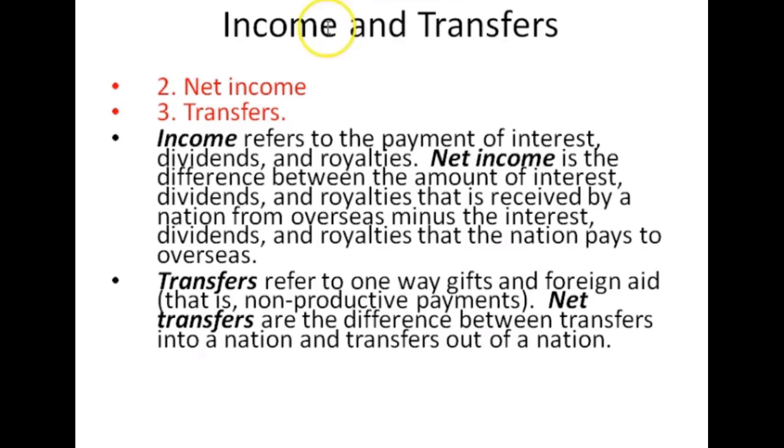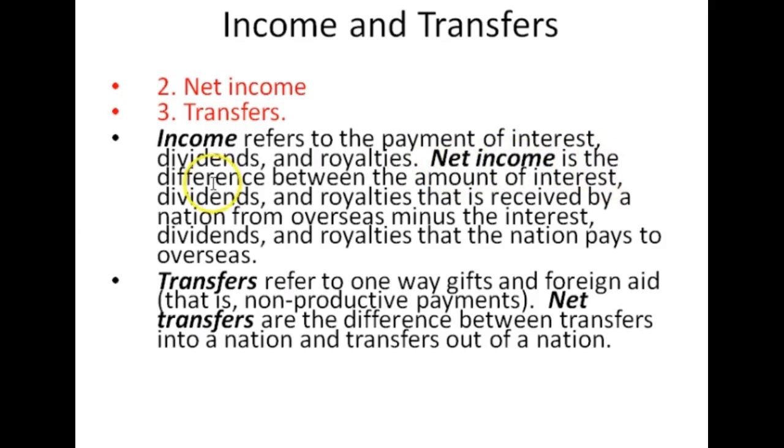So we have talked about the balances on goods account and balances on services account. How about the net income and transfer account? So income, which refers to the payment of interest, dividend and royalties to the foreigners or getting from the foreigners when Australia's companies are producing in overseas countries.